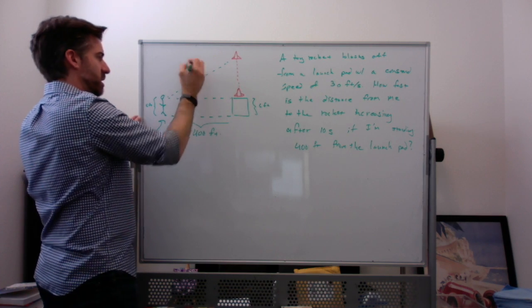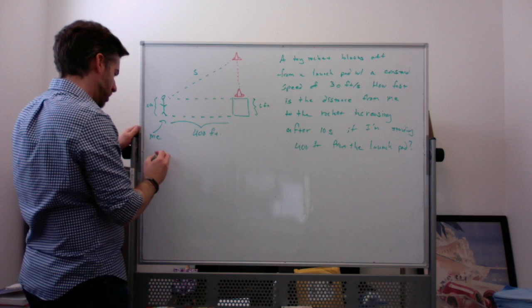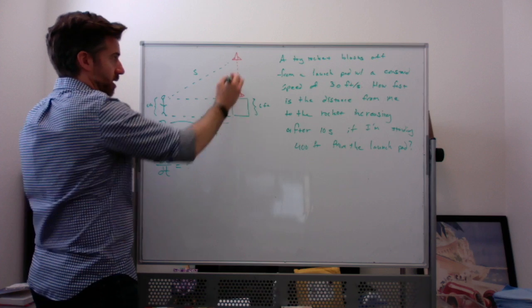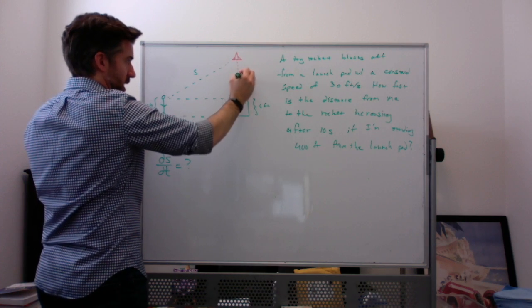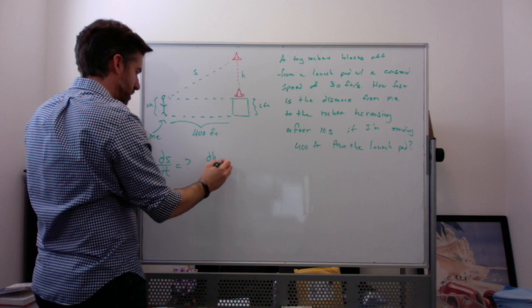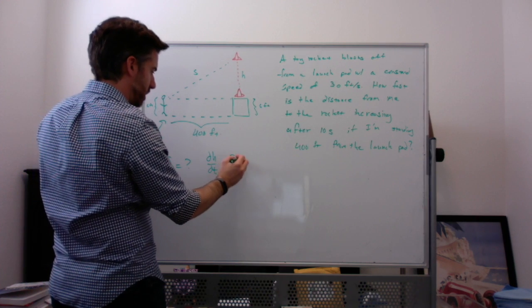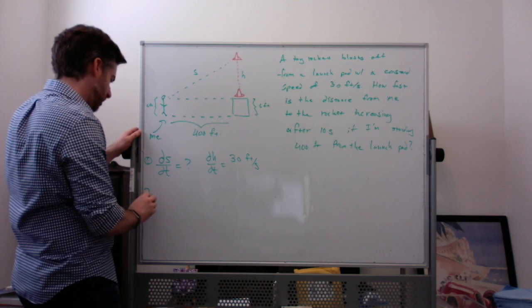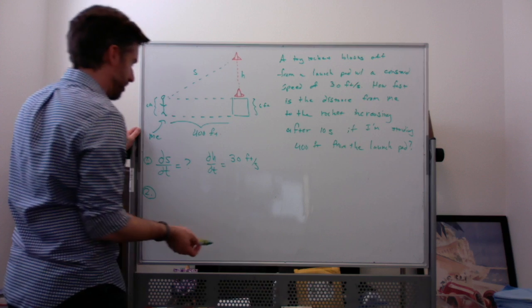I'm going to call it S because it is changing. So I want to know what ds dt is. And I know that this distance, which I'm going to call h, the height of the rocket, is changing: dh dt is 30 feet per second. So then we write an equation relating those things. And again, it's a Pythagorean theorem sort of deal.